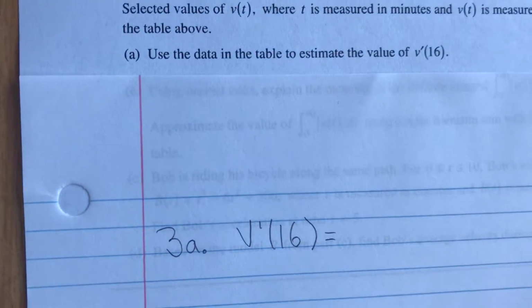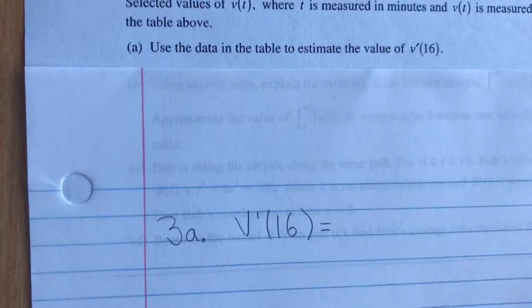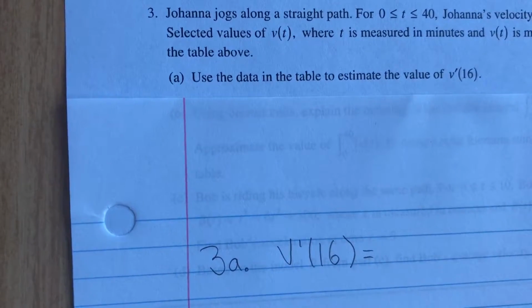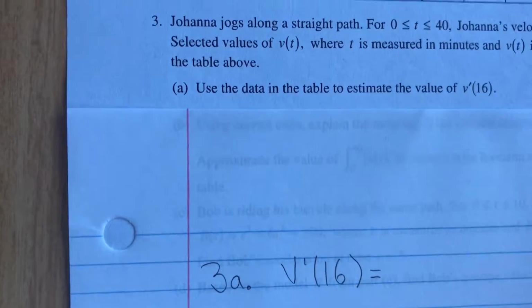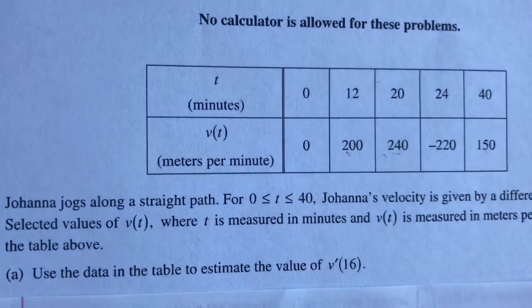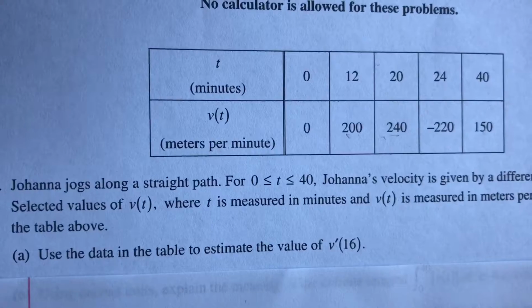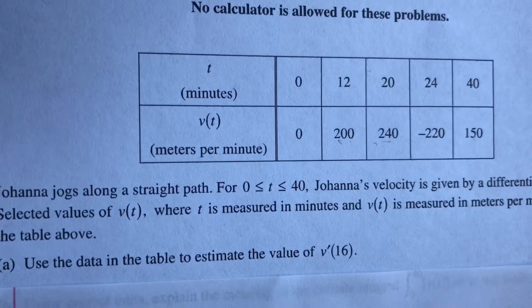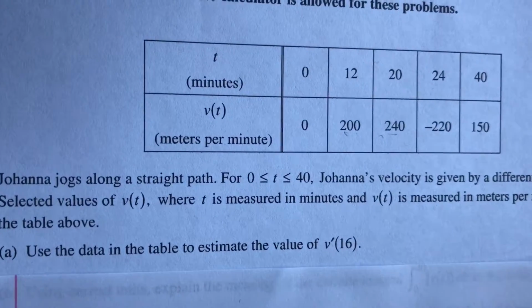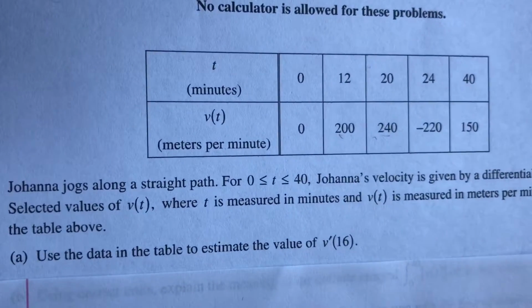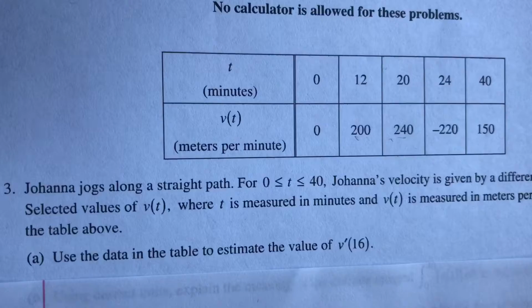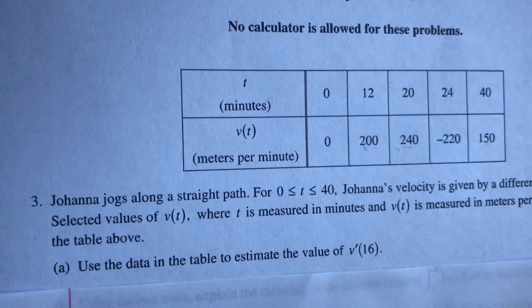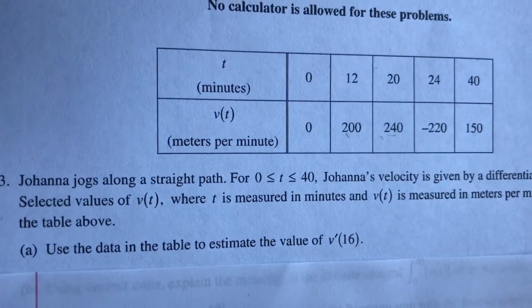Okay, so if we take a look at 3a, use the data in the table to estimate the value of v prime of 16. If we look at the table, we can see that 16 is in between 12 and 20. And v prime of 16 is basically just the derivative of v at 16. So to find the derivative, we can find the slope between the points (12, 200) and (20, 240).